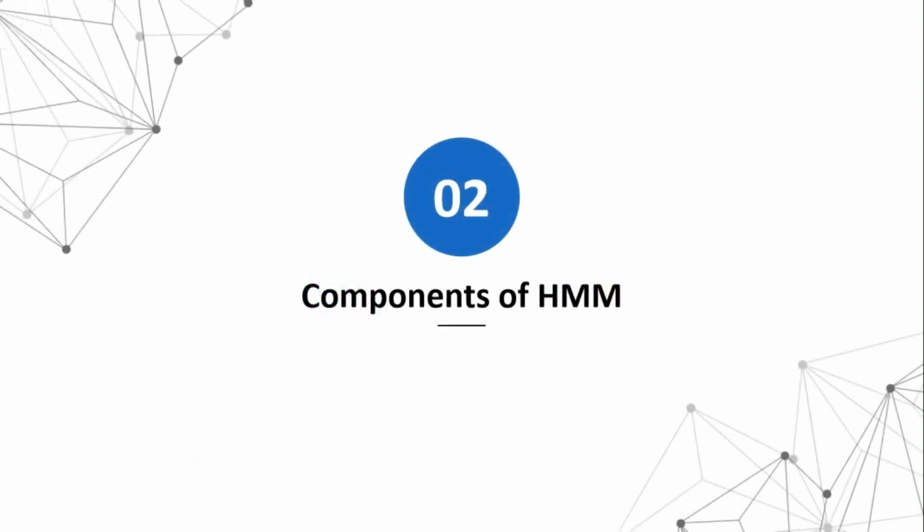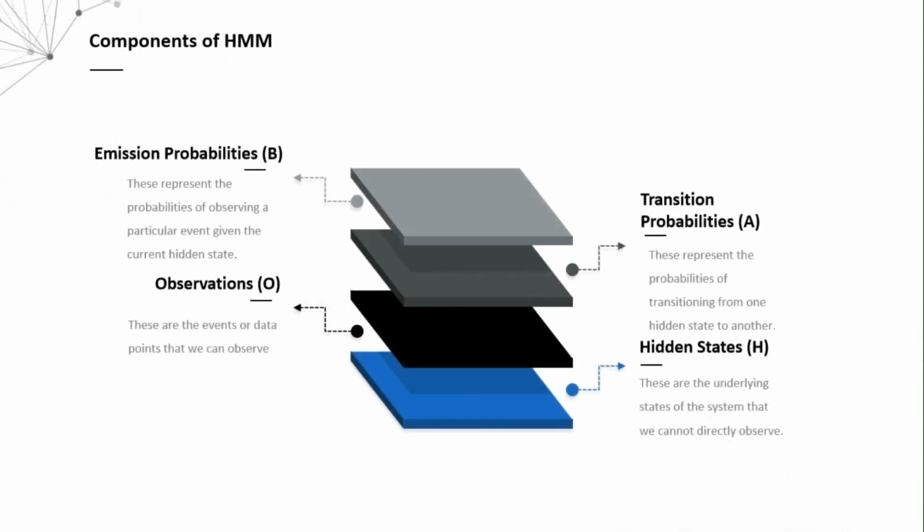What are the components of HMM? There are 4 components, namely hidden states, which are underlying states of the system that we cannot directly observe; transition probabilities, which represent the probabilities of transitioning from one hidden state to another; observations, which can be directly observed, that are events or data points; and emission probabilities. These are the probabilities of observing a particular event given the current hidden state.